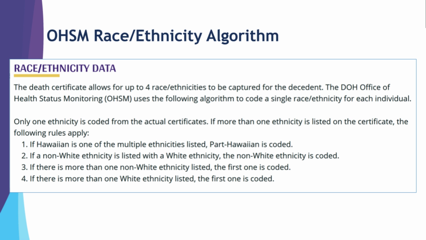Essentially, if Hawaiian is listed in any of the options, then Hawaiian is coded. If a non-white race ethnicity is listed with white, the non-white option is coded. And then the last 2 rules basically state that if more than one non-white race ethnicity is listed, the first one is coded. And if more than one white race ethnicity is listed, again, the first one is coded.